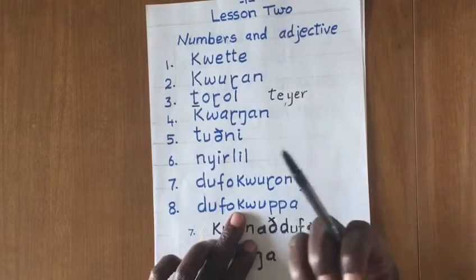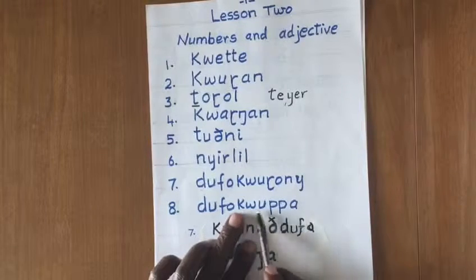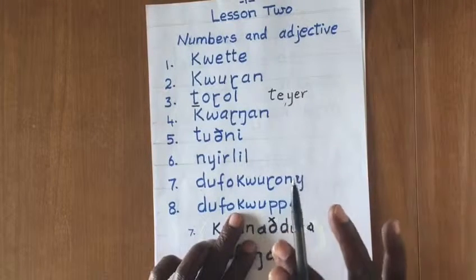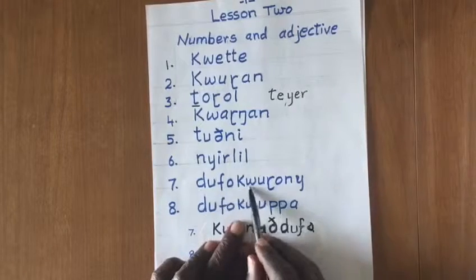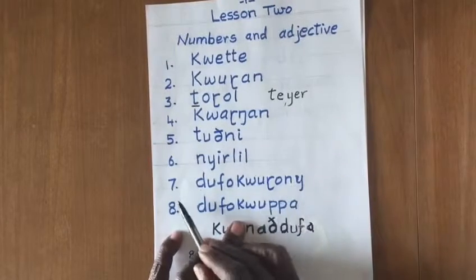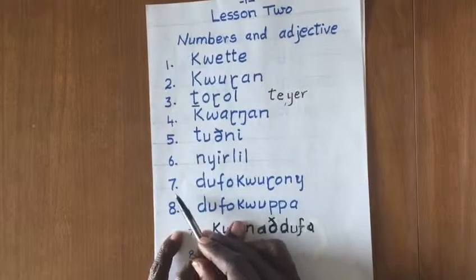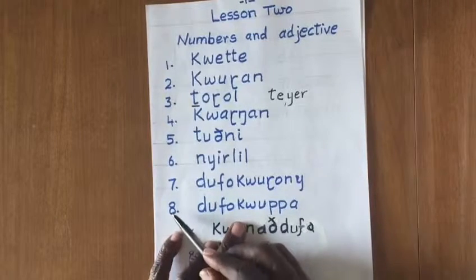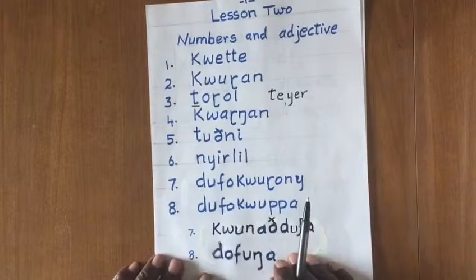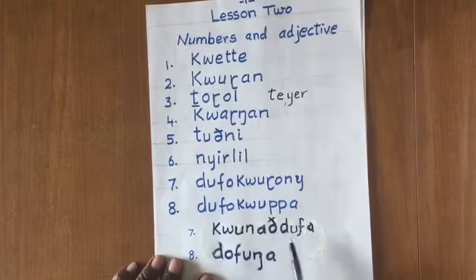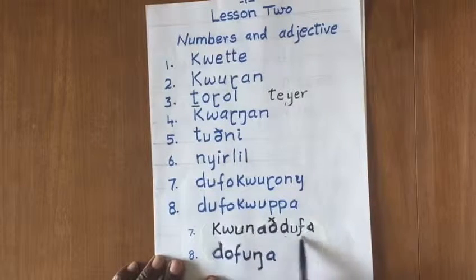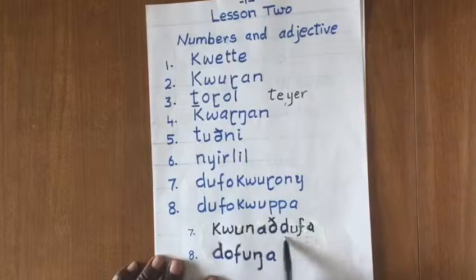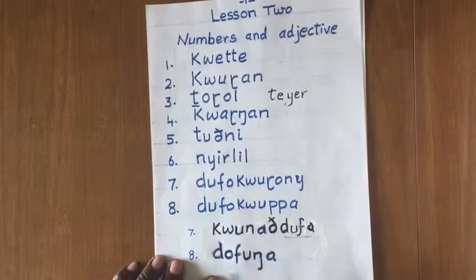Kuran means little, less. Kupa means big. So, duvo kuran, it is 7, because 7 is less than 8. Duvo kupa, it is 8. In Ngurang, it is this duvo, it's there. And it's here in 8.